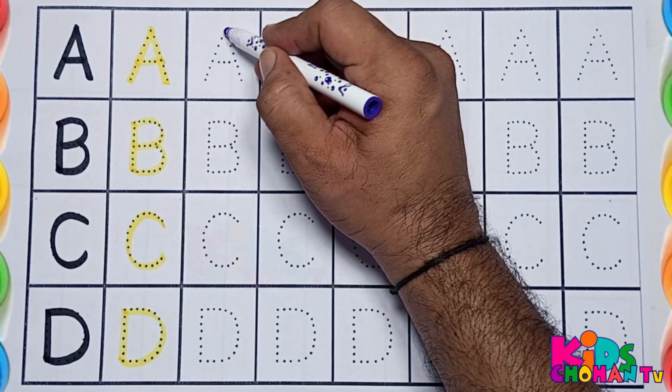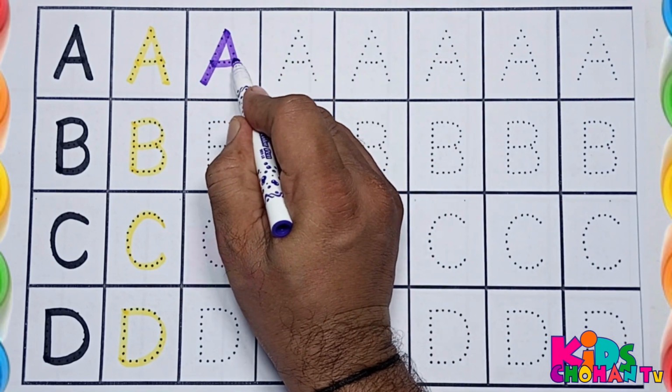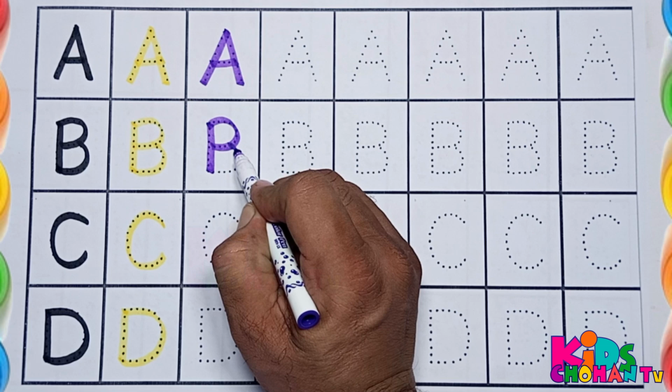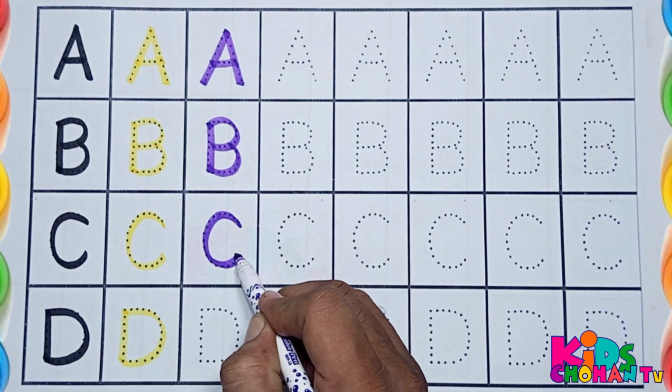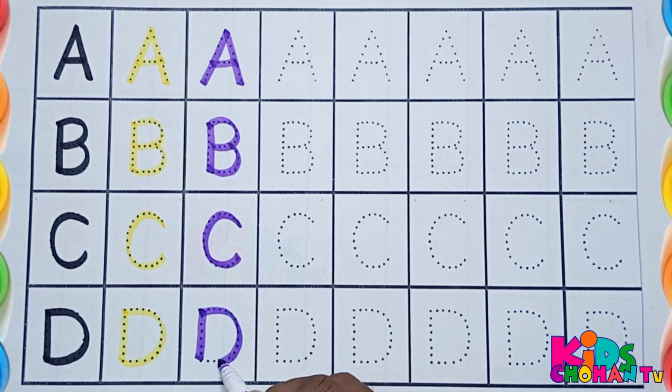Blue color. A. A for ant. B. B for balloon. C. C for cat. D. D for dog.